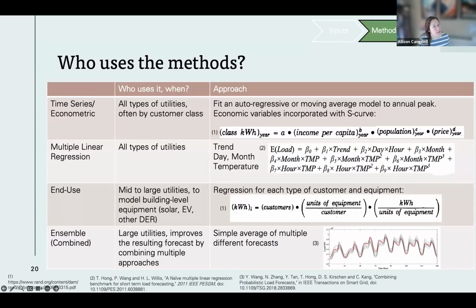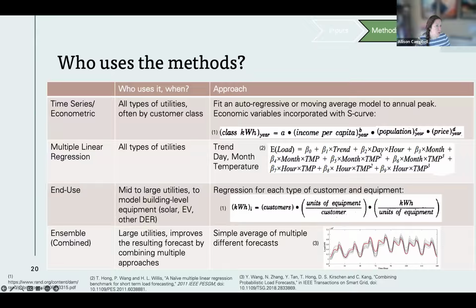End use is most widely used for mid to large utilities to model building level equipment. So this would be solar, EV, and other distributed resources. So here we would have a regression for each type of customer and their equipment. So customers, the units of equipment per customer, things like that.